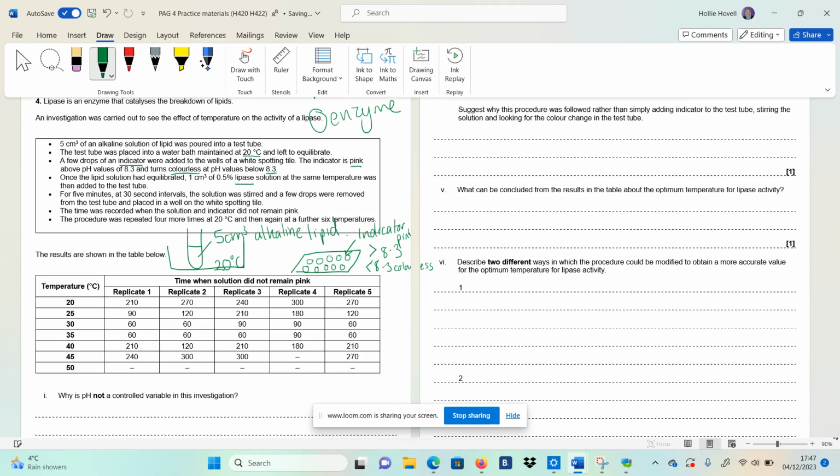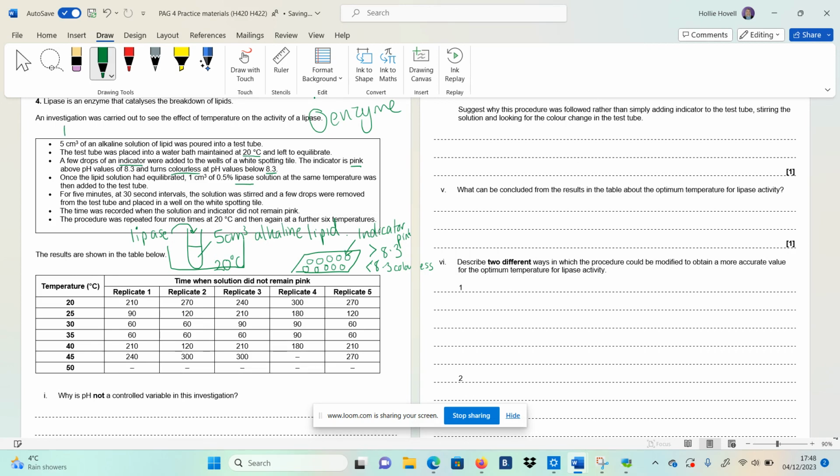And then what did they say? For 5 minutes, once it had equilibrated, so once it got to temperature, they added into there the lipase. So they add the enzyme, and then every 30 seconds they put something that's got lipid and lipase into there. So obviously, as soon as they add the lipase into there, it's going to start to break down the lipid, isn't it? So when they put it in straight away, it will still be whole lipid molecules, and gradually the lipase will break down the lipid, and gradually the alkaline lipid will get broken down, and I guess it won't be alkaline anymore. So high pHs are alkaline, aren't they?